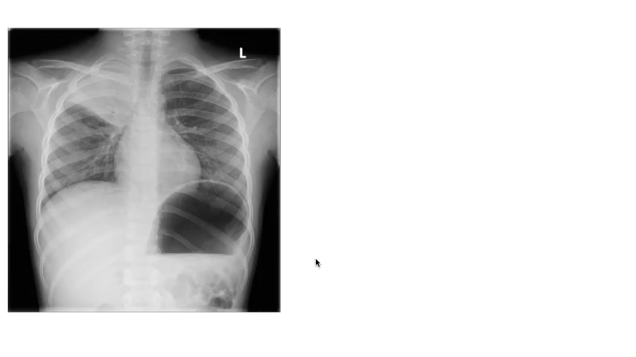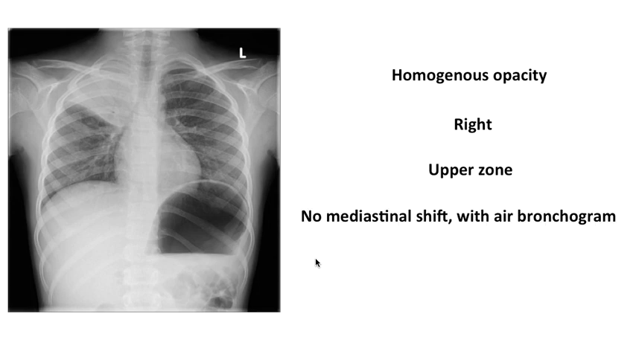Another X-ray. You can pause the video and make your interpretation, right? What is in this X-ray? Again, you are seeing an opacity. Where is that opacity? Right upper zone. What kind of opacity? Homogeneous opacity. So homogeneous opacity on the right side in the upper zone. There is no mediastinal shift, and you can see air bronchograms in this homogeneous opacity. So it is suggestive of right-sided consolidation.